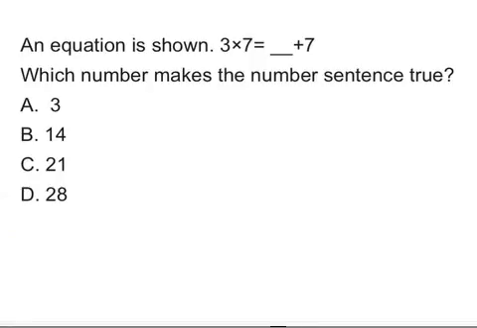Our last problem is saying that an equation is shown: 3 times 7 equals something plus 7. Which number makes the sentence true? So first of all, I need to do the beginning part of my problem. 3 times 7. So I know that 3 times 7 is 21. And now I need to know, okay, what plus 7 equals the same thing, 21? Well, 7 plus 7 is 14. And 14 plus 7 is 21. So if I put 14 in there, that makes my number sentence true.